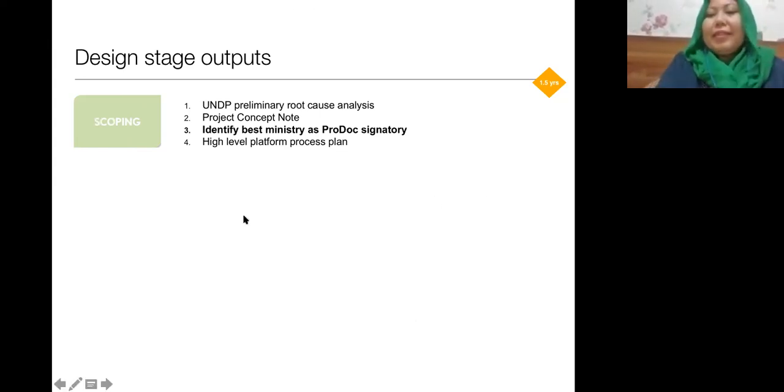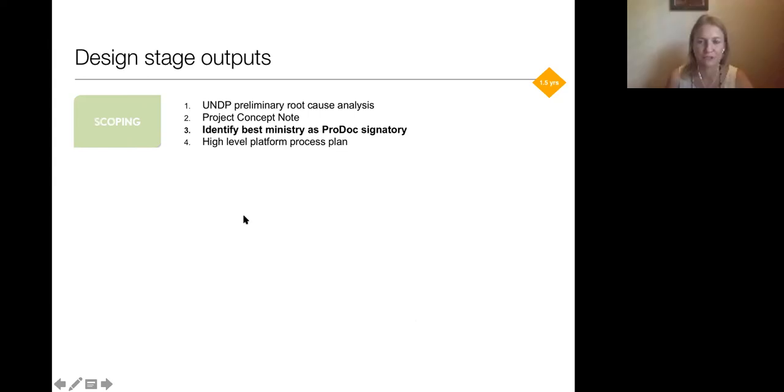Yeah, great. That makes sense. So it was important to have the right ministry that has the legitimacy to coordinate other ministries as the lead. Great. And so the next one here is that you have a high-level platform process plan. Leif, would you like to say why that might be important?